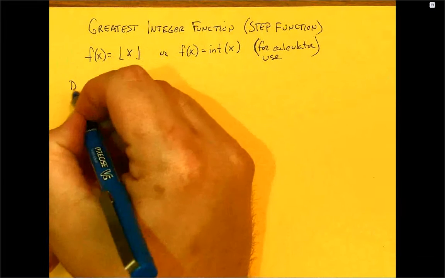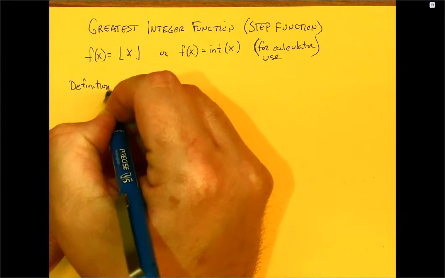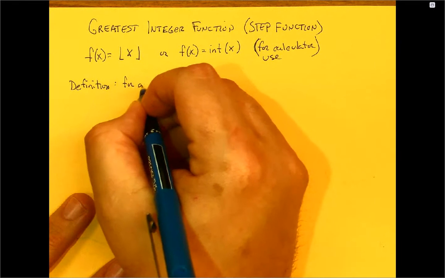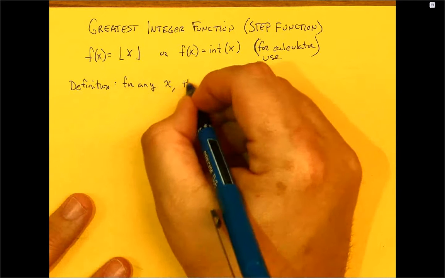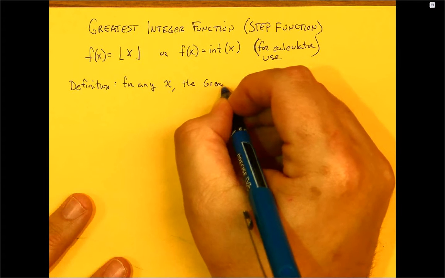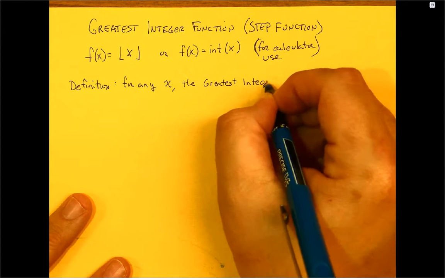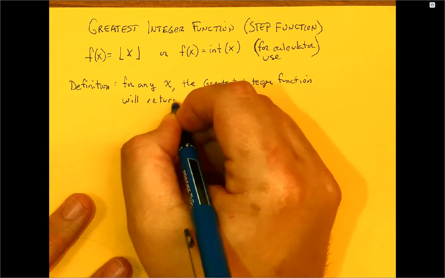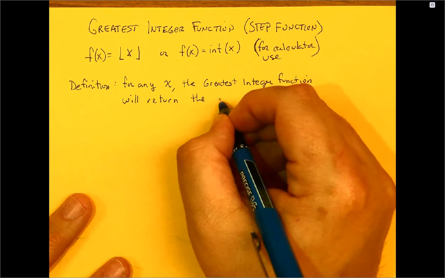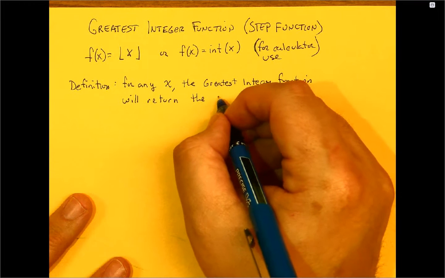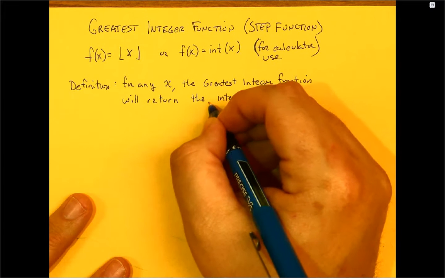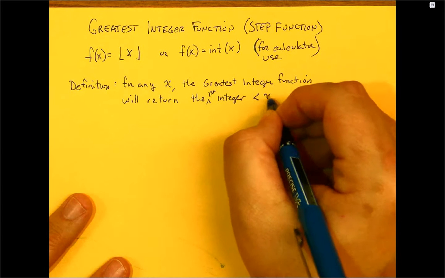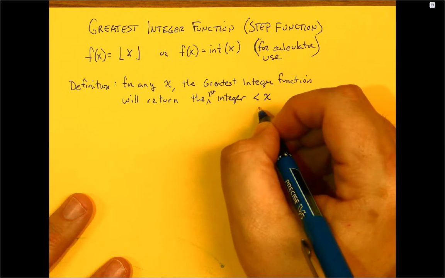Now, here's the idea of it. Here's the definition. The definition is, for any x, the greatest integer function will return the first integer less than x. Well, we could say less than or equal to x.